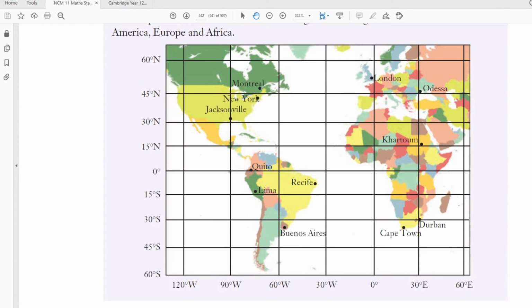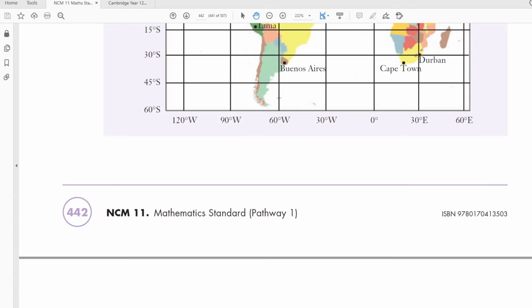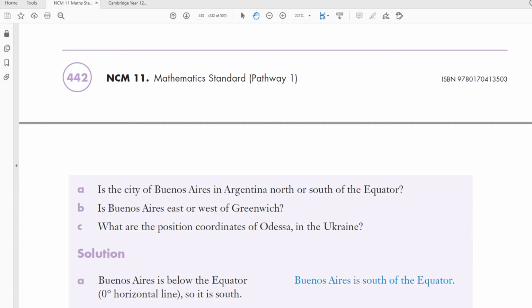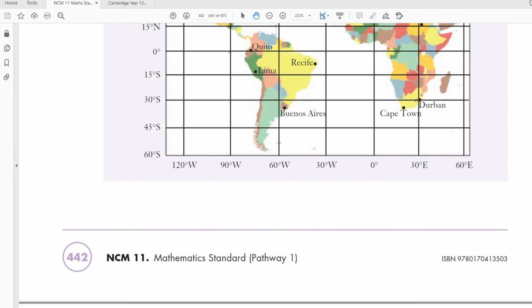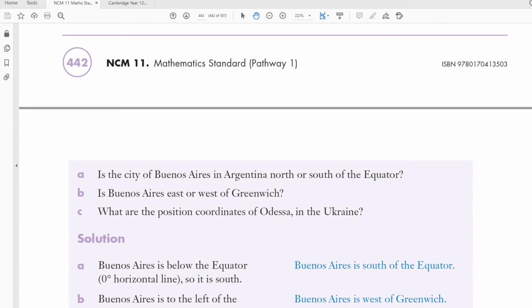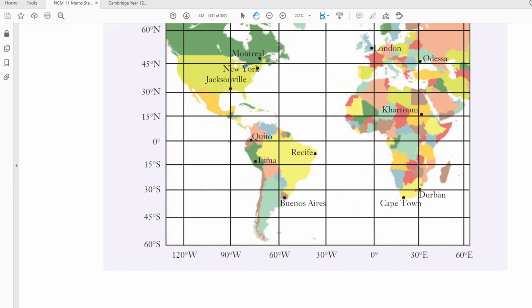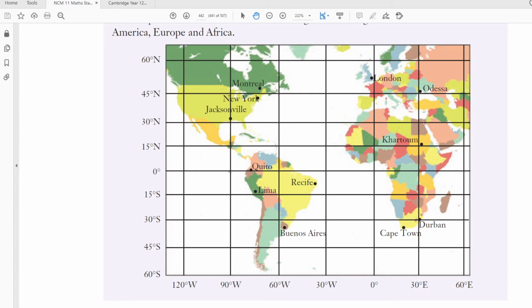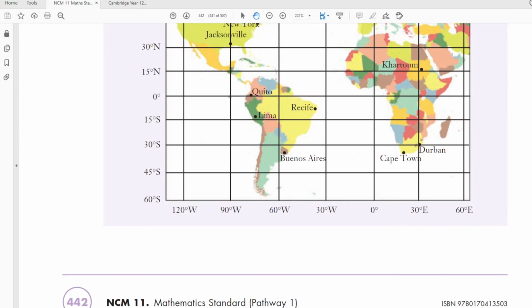Now, let's have a look at a map. This is a flat map, so basically they've projected this map here. They've got the lines of latitude going up and down, and the lines of longitude going side by side. So is the city of Buenos Aires in Argentina north or south of the equator? Here's Buenos Aires, and the equator is here, so it is south of the equator. Is Buenos Aires east or west of Greenwich? Well, Greenwich is at 0 degrees, so it is to the west.